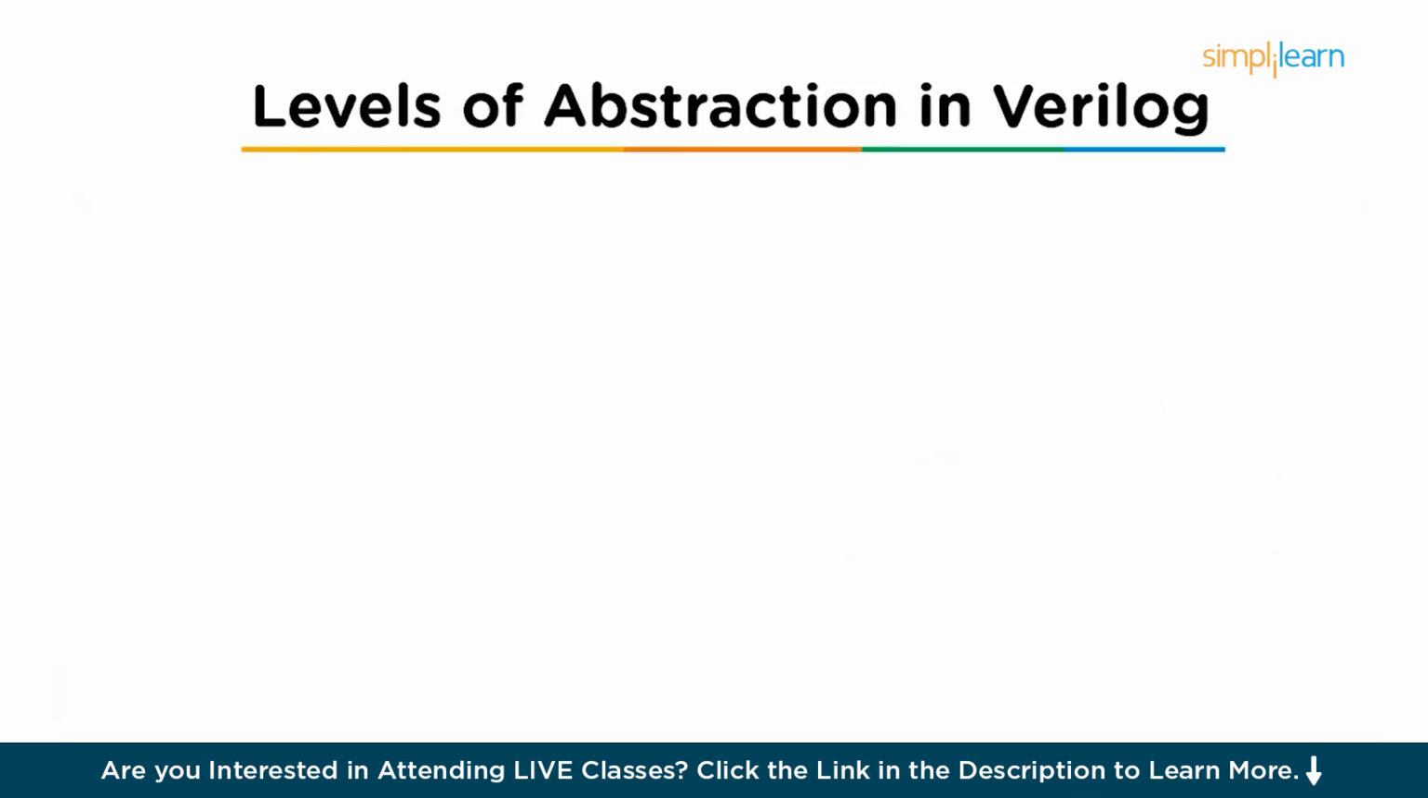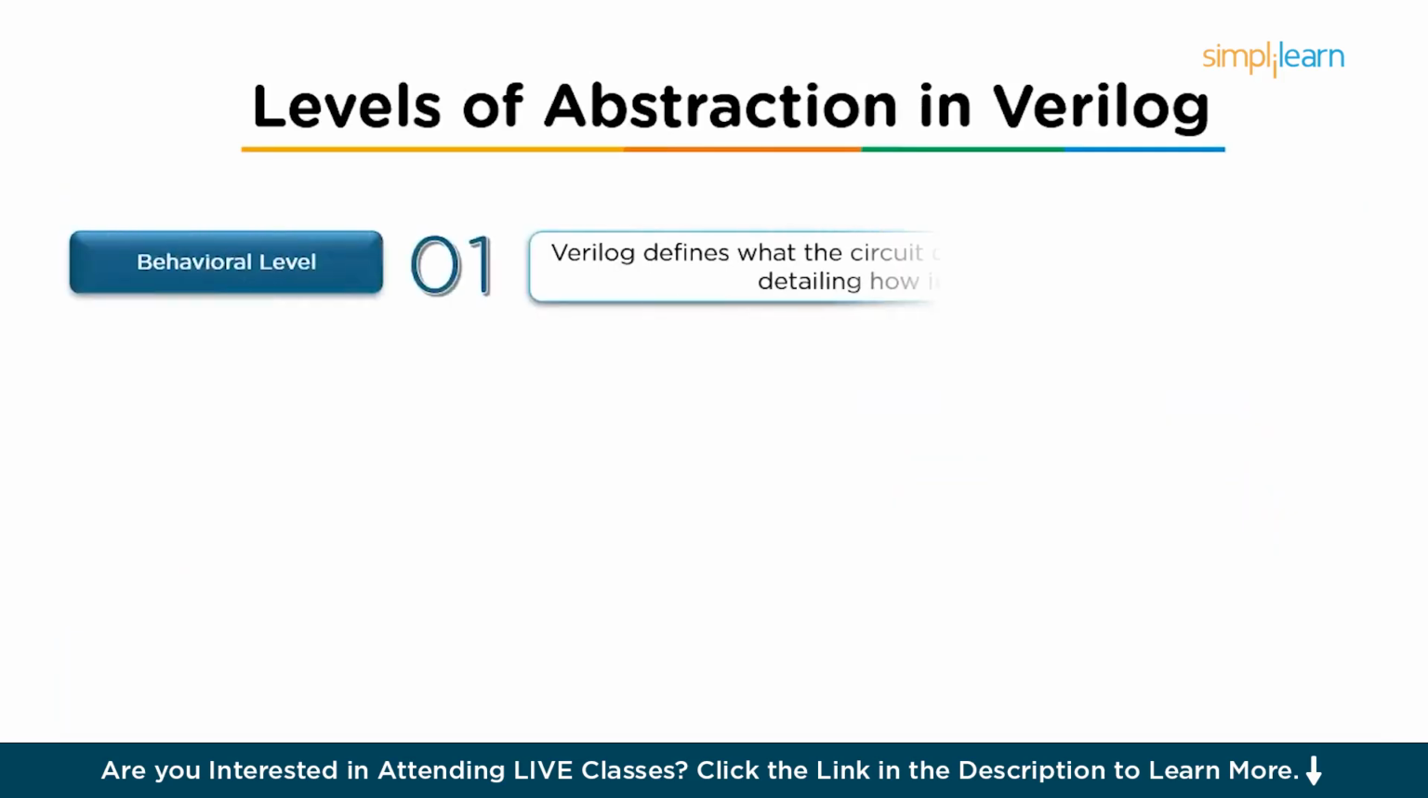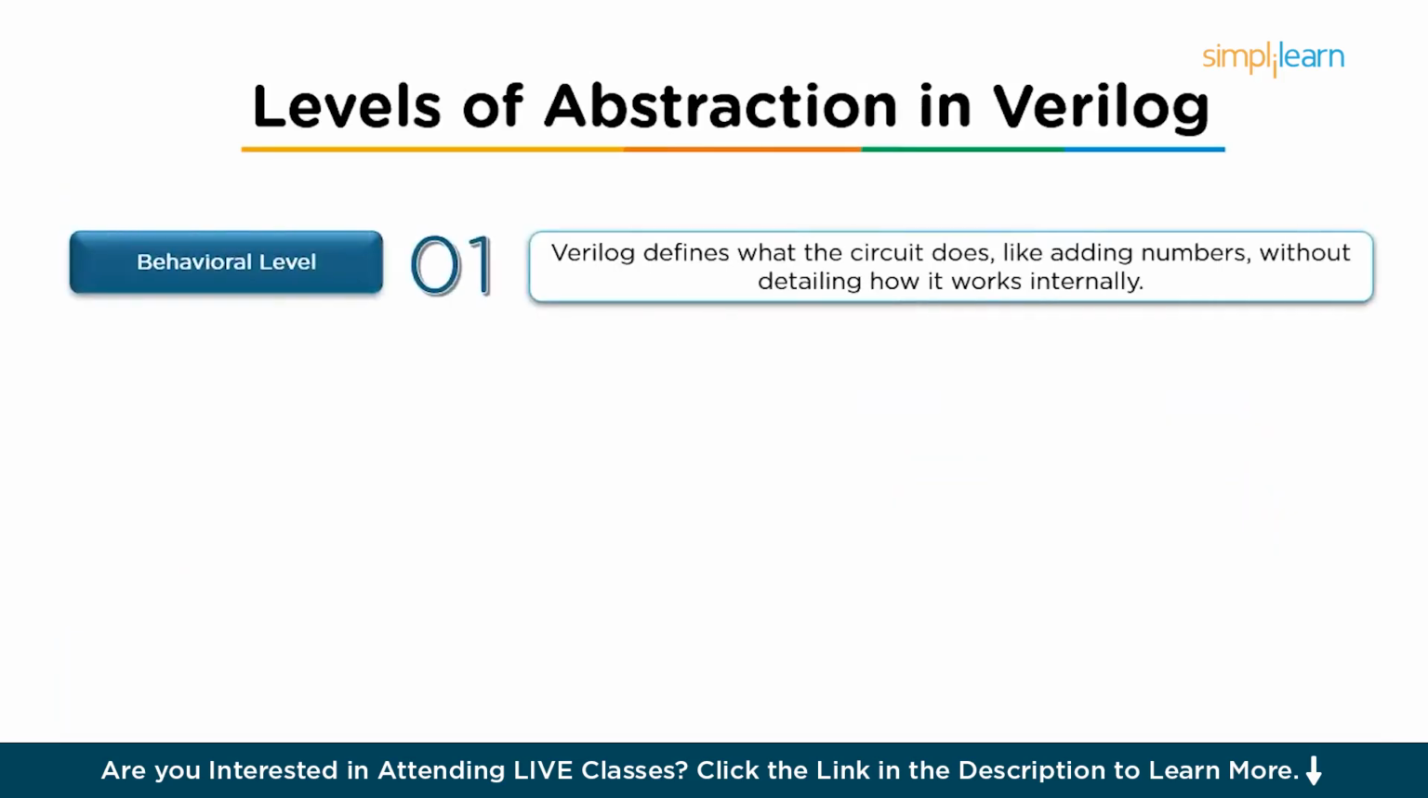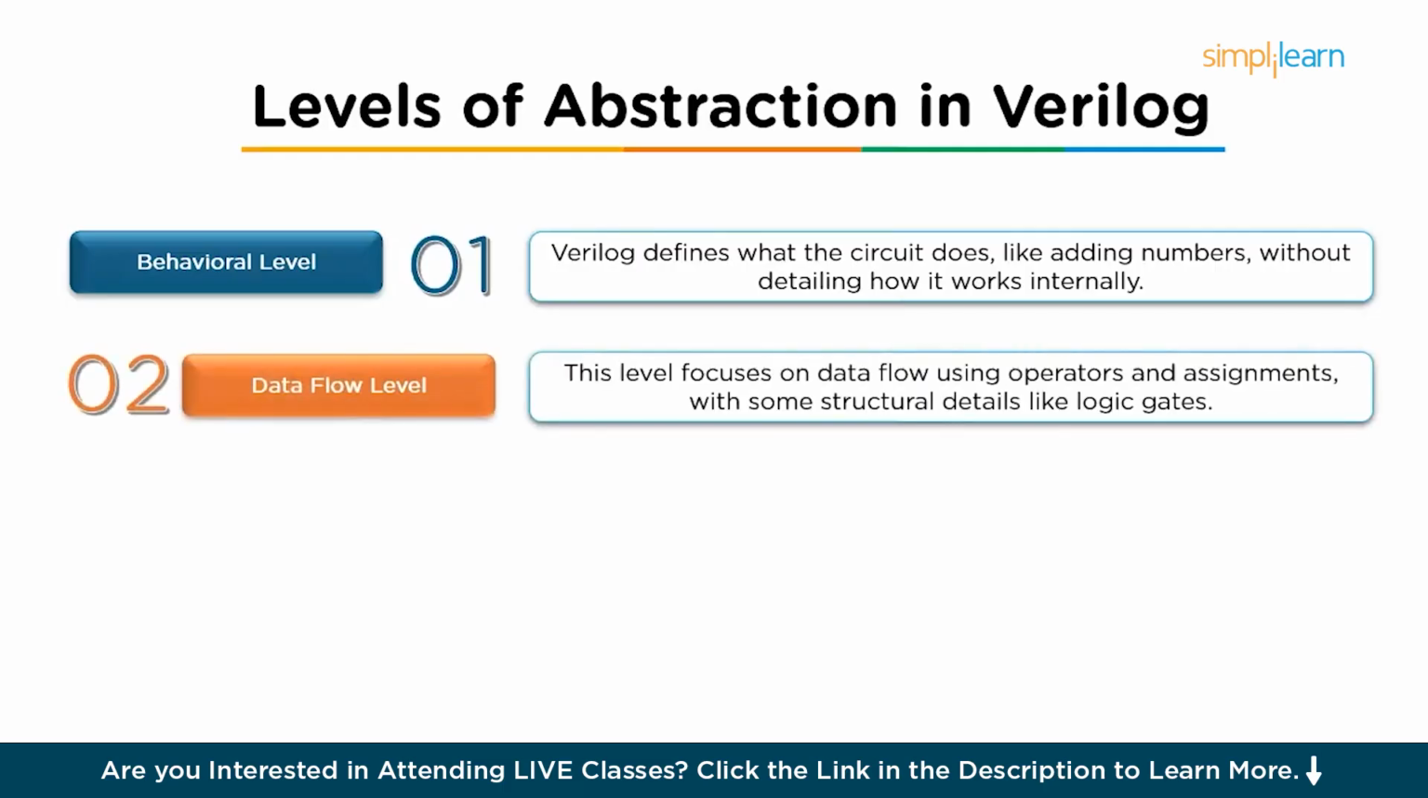Now let's jump into the levels of abstraction in Verilog. There are different levels. The first one is the behavioral level. In this level, Verilog code is written to describe the functionality of the circuit without worrying about its detailed structure or the specific components used. The designer specifies what the circuit should do, not how it should do it. For example, a designer might write code to describe how a circuit adds two numbers together without specifying the gates or registers used.